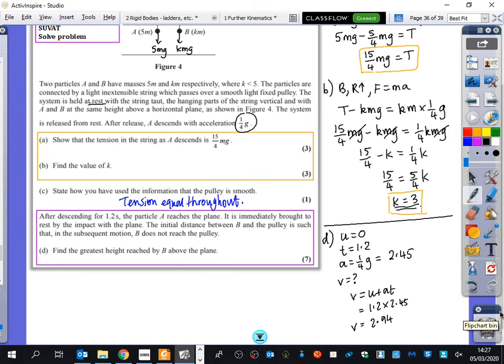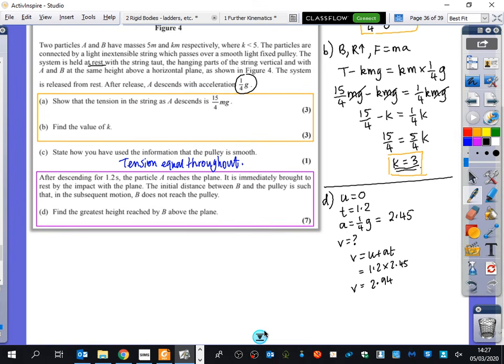So if I draw that diagram, we're now at a stage where that one has hit the floor at 2.94 and that one is moving up at 2.94.